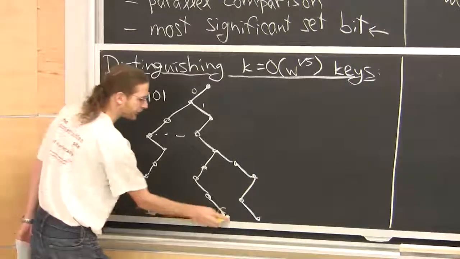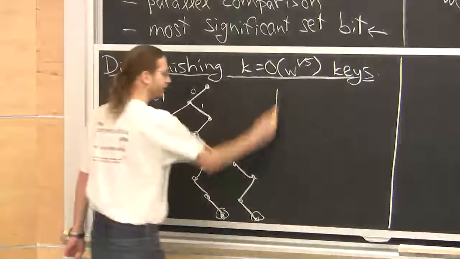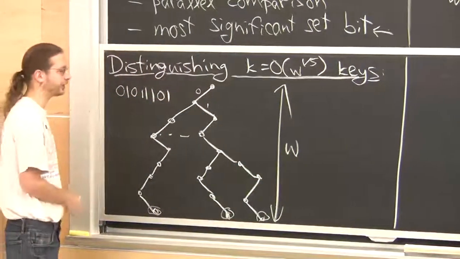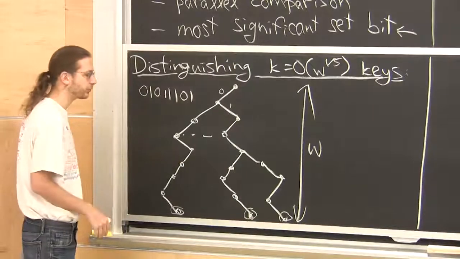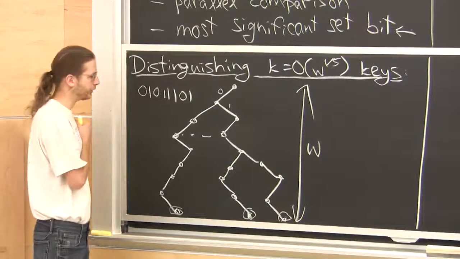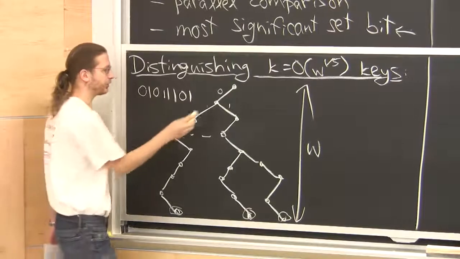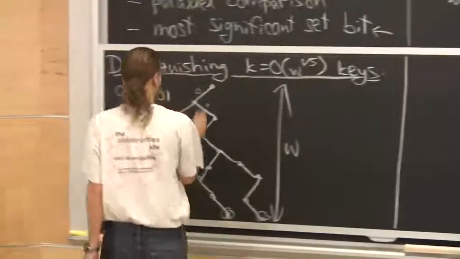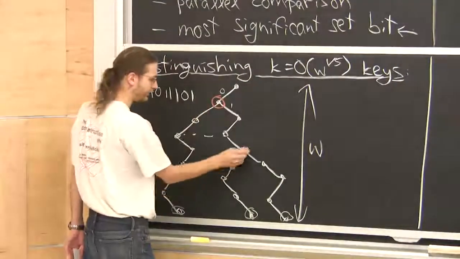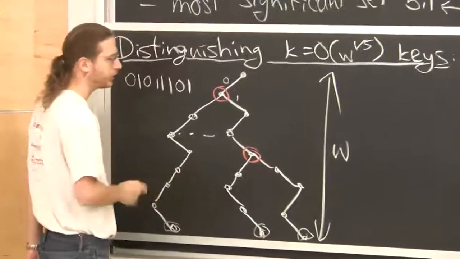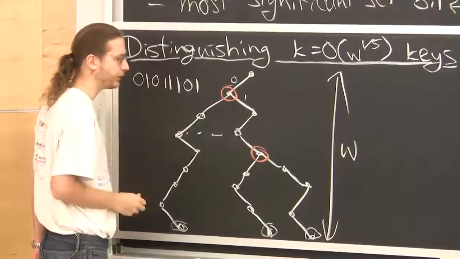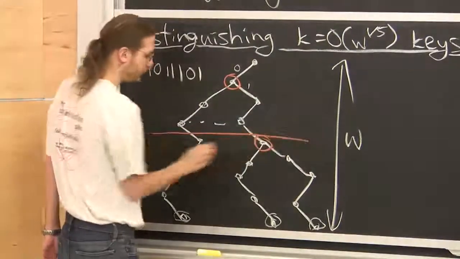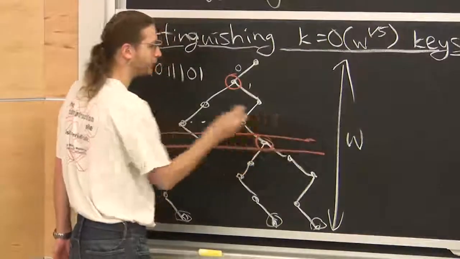Suppose you just have these three w-bit strings in your set. So this is a tree of height w, because each of the keys has w bits. So maybe k is 3. Those are your 3 keys. Okay, the idea is, look at the branching nodes. So you've got a branching node here and a branching node here. Because there's 3 leaves, there's only going to be 2 branching nodes. So the idea is, I really only care about these 2 bits, or it would be enough to think about these 2 bits.